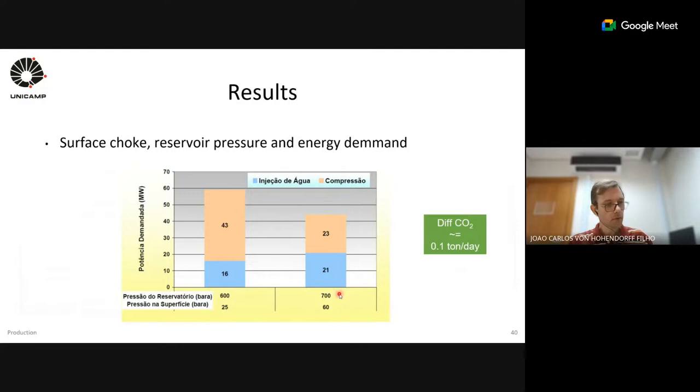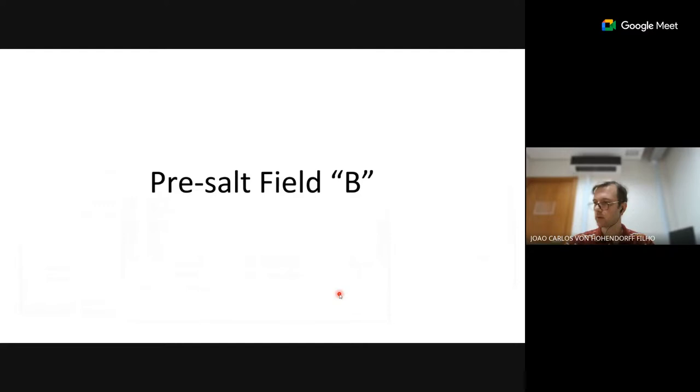Okay, so but how is the idea now? Now we'll select another field, it's a pre-salt field B. And we do the same, but I think we can take our break now. But the idea is to deepen details from this kind of problem. Professor Bombard, I think you can do the break now.